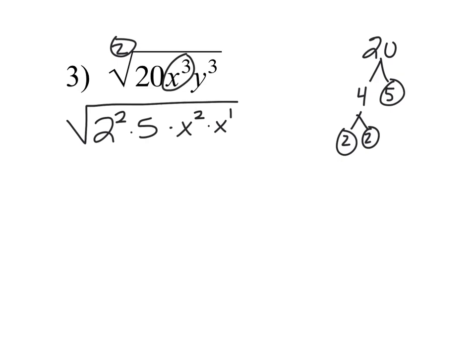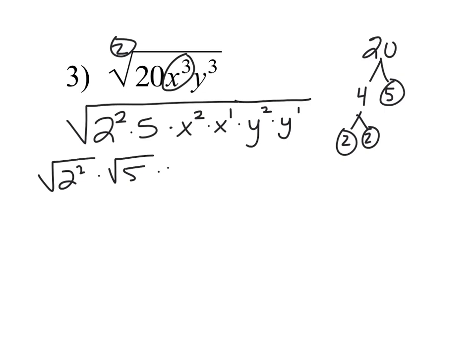Now, again, this is using exponent rules because I know that 2 plus 1 is 3. So if I multiply two variables that are the same, 2 plus 1 gives me 3. So essentially I'm using the exponent rules backwards on this problem. Same thing with the y's. I'm going to make it y squared and y to the first. Okay, so now when I separate these, I have the square root of 2 squared, square root of 5, square root of x squared, square root of x to the first, square root of y squared, and the square root of y.